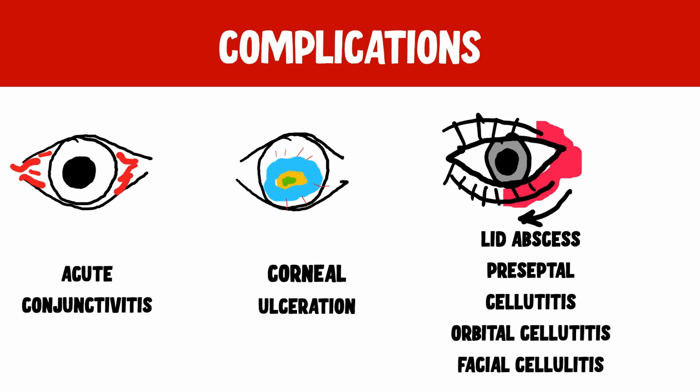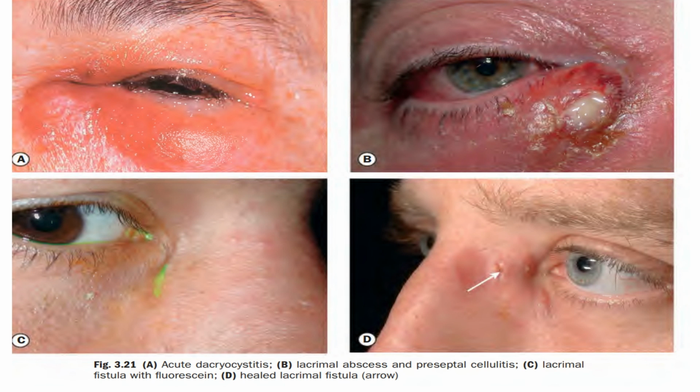Now, what are some of the complications of acute dacryocystitis? You can get an acute conjunctivitis, you can get ulcers or infection in the cornea, basically a hypopyon corneal ulcer, or this infection can spread into the lid leading to a lid abscess, or it can spread into the subcutaneous tissue around the eyelids leading to preseptal cellulitis. It can also spread within the orbit, and this happens in diabetic patients or immunocompromised patients, leading to orbital cellulitis, and it can also spread to facial cellulitis.